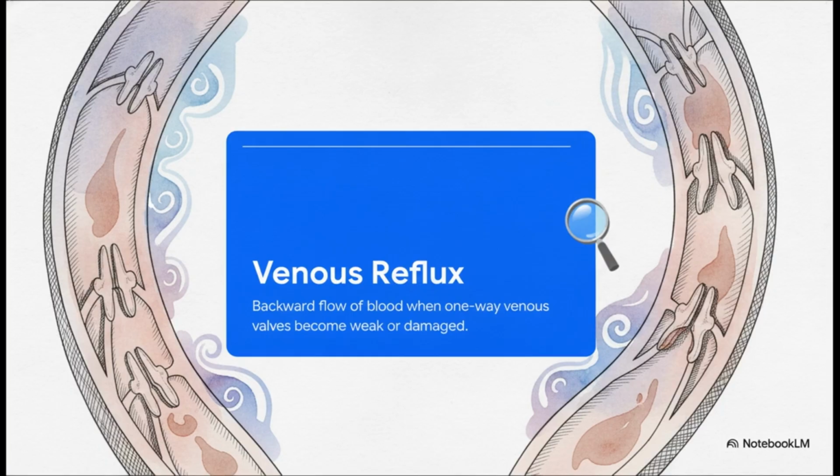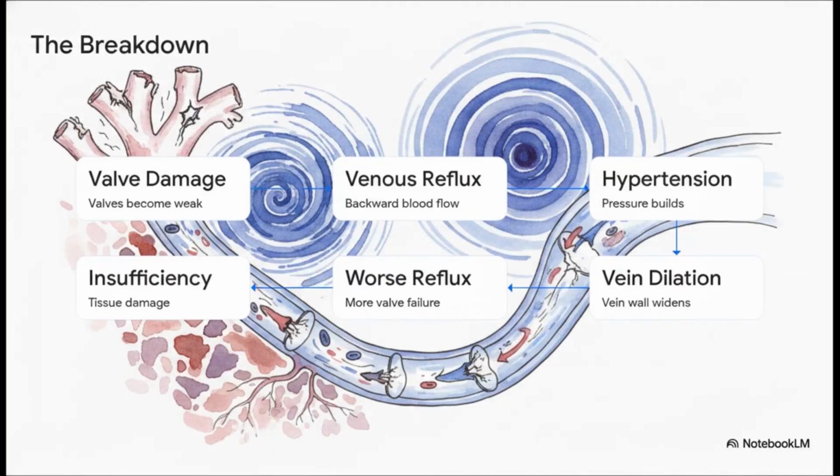When those little bicuspid valves we just talked about become weak or damaged, which could be due to aging, genetics, or prolonged pressure, they fail to close properly. Instead of moving purely upward, the blood flows backward when you stand. It's just a fundamental structural failure of the plumbing. We can trace this failure through a very clear 6-step cascade. Follow along with me here because it's a bit of a vicious cycle.